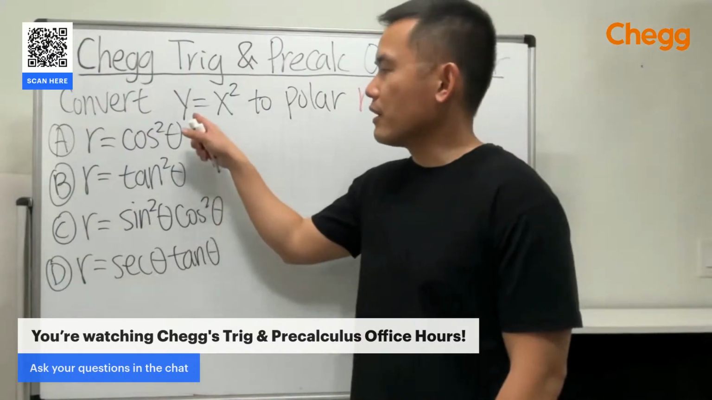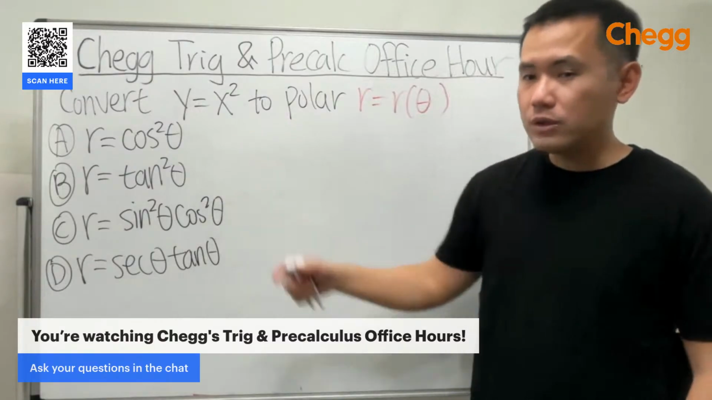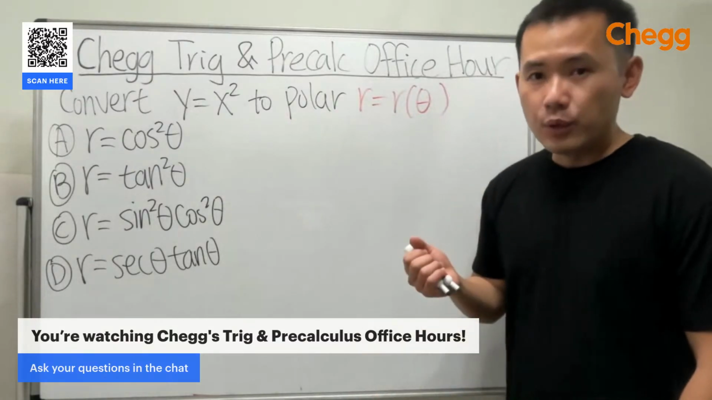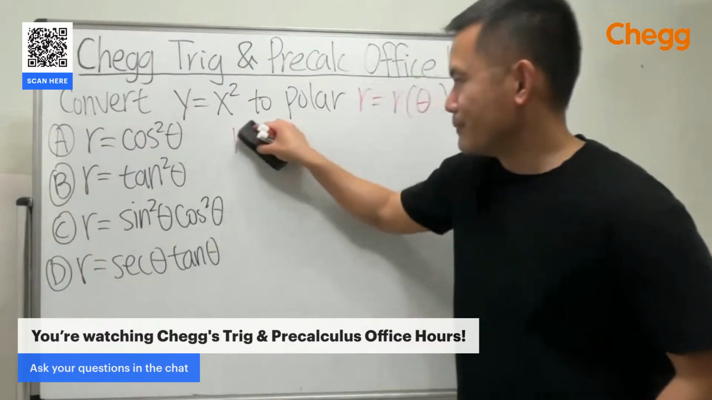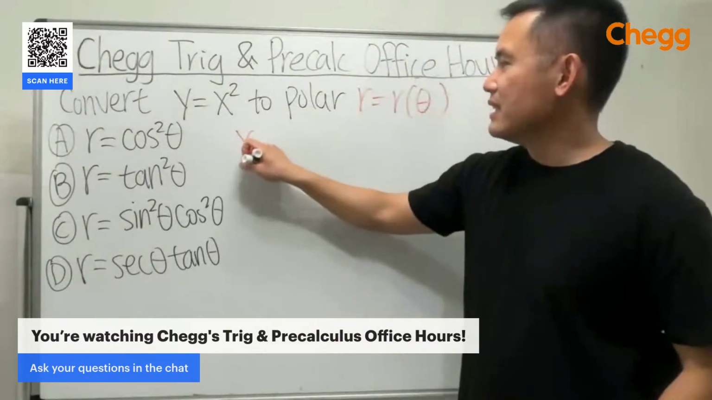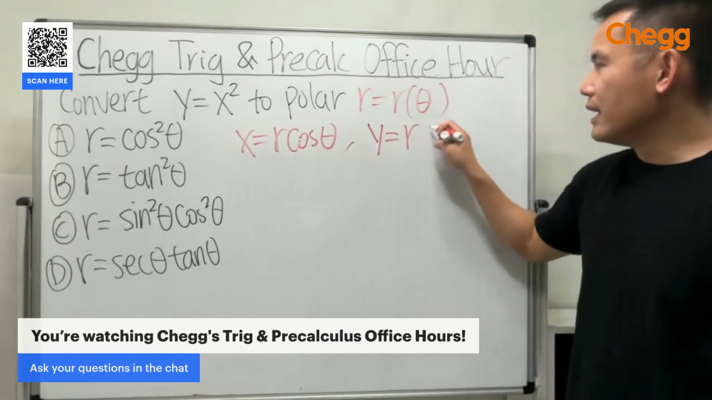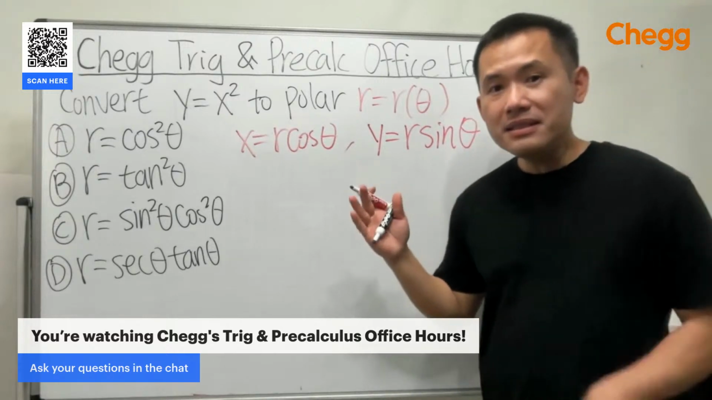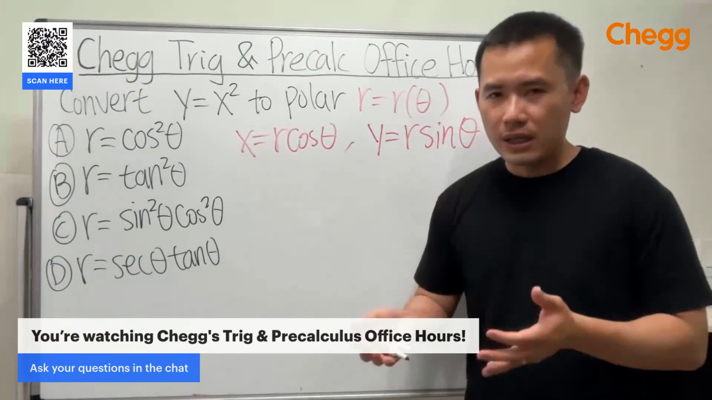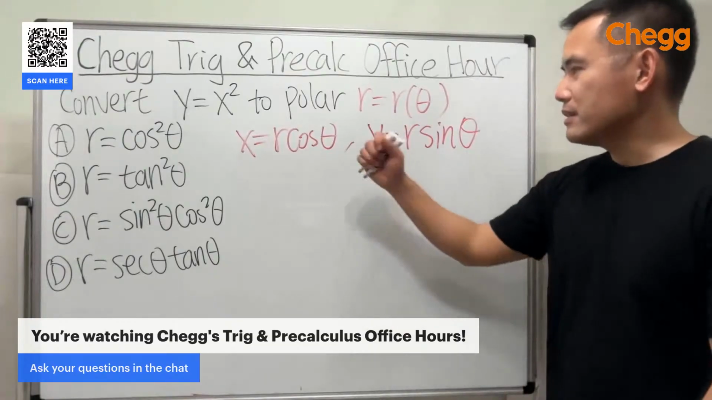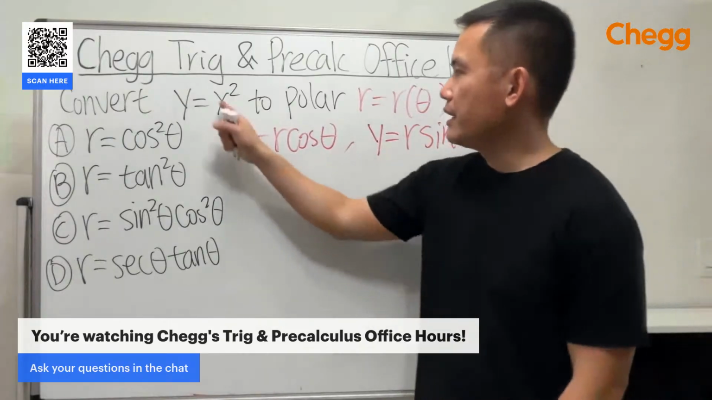Now, here we're going to convert y is equal to x squared, which is a parabola in the Cartesian equation world, to polar. These are the formulas that you have to know. Firstly, we have to know that x is equal to r times cosine theta, and then y is equal to r times sine theta. And this is the same thing as the usual sine is equal to y over r definition. Not necessarily on the unit circle, because on the unit circle, r is equal to 1.